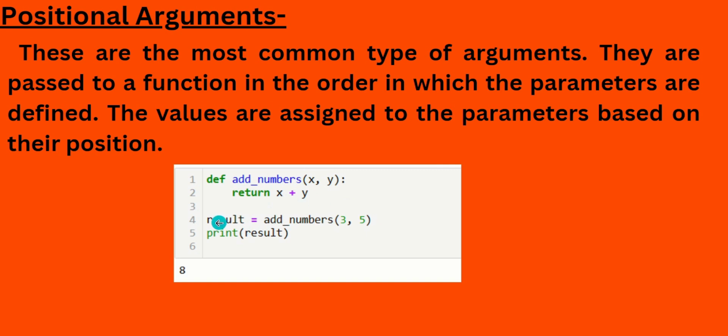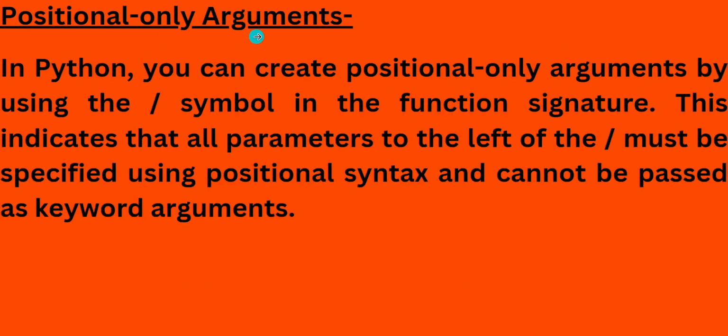Correct? Now, in the 4th line, I am taking a variable called result to call this function. Therefore, add_numbers of, I am directly positioning x value to be 3 and y value to be 5. Now I am printing the result. This is a positional argument. You don't have to use x is equal to 3 and y is equal to 5 here. Done. You can directly just give the values. This is called positional arguments. Printing the result, I am getting 8. 3 plus 5.